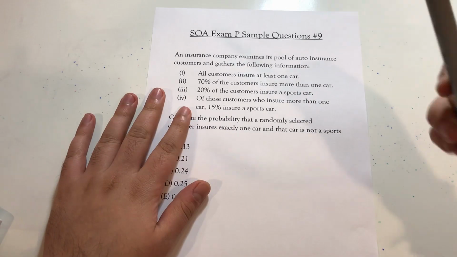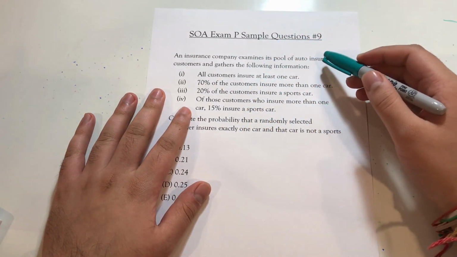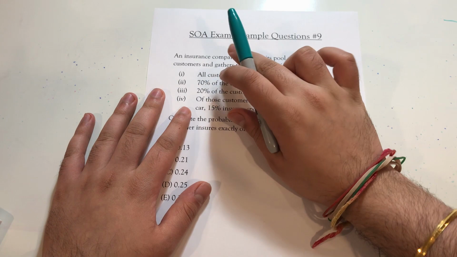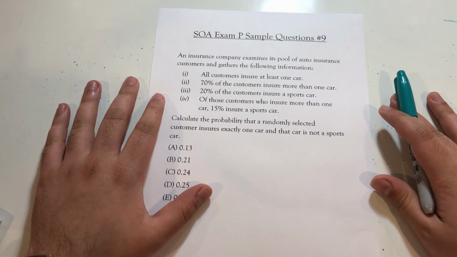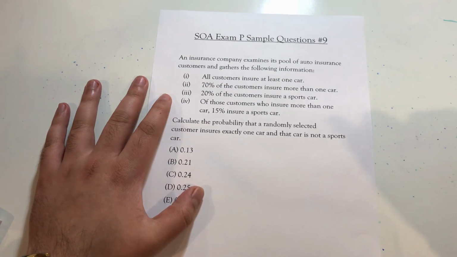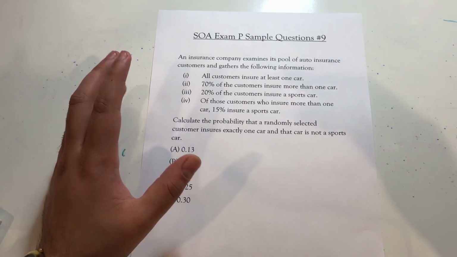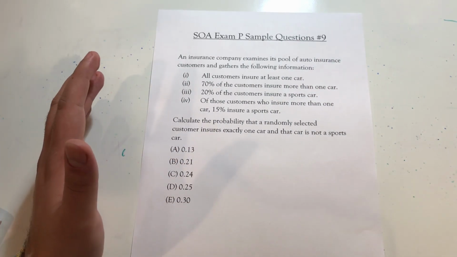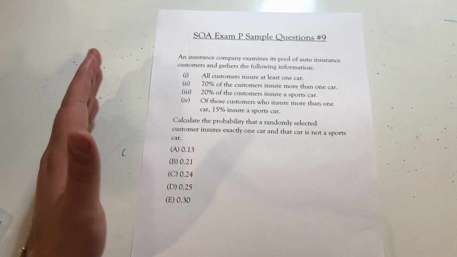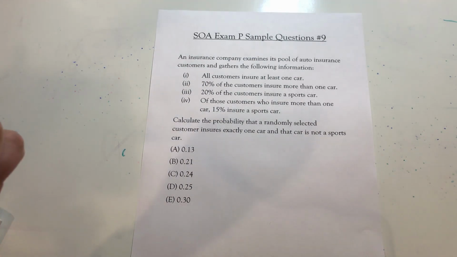All right, so in this video, we're going to go through sample question 9 from the Society of Actuaries Exam P list of sample questions, right? Exciting stuff, yeah? So the question reads, an insurance company examines its pool of auto insurance customers and gathers the following, right? And then gives us a list of 4 pieces of information.